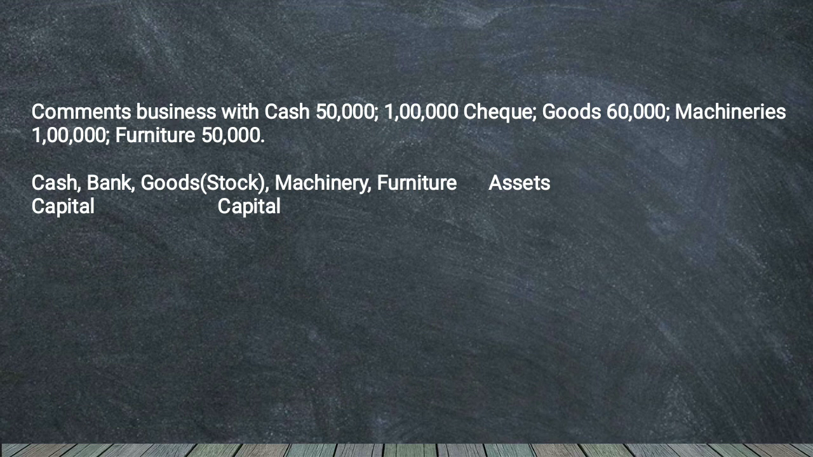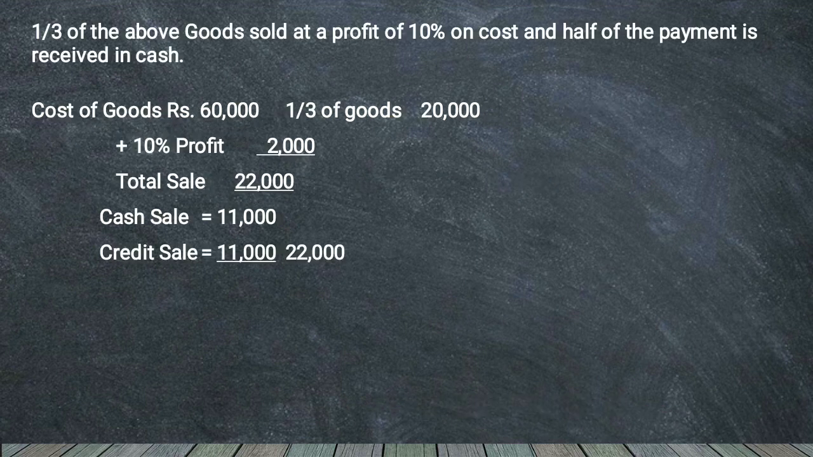On the basis of the first transaction, we can say our cash, our bank, our stock, machinery and furniture, all these items will enter the business, or will increase in the business, and all these items belong to the asset side. And the next item to be affected is capital, and capital is on the capital side only. So next the second transaction, which we have to discuss, is a very important thing.